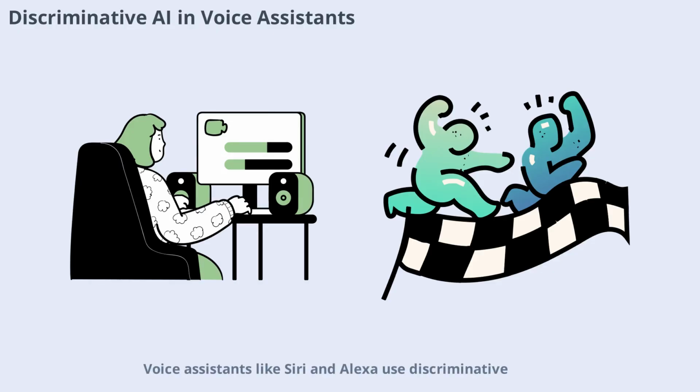Voice assistants like Siri and Alexa use discriminative AI to understand and respond to spoken commands. These models classify user intent and trigger the appropriate actions, making everyday tasks easier and more convenient.